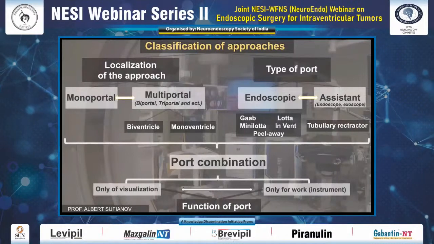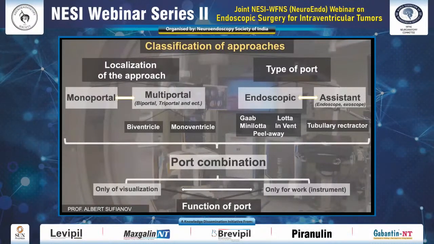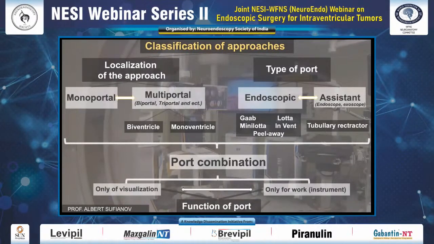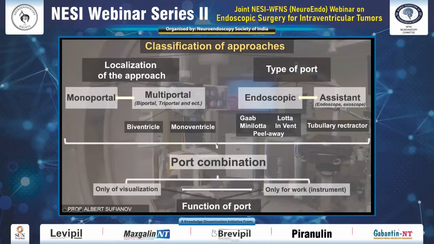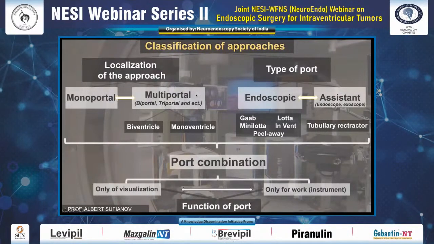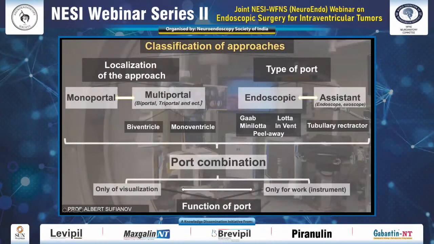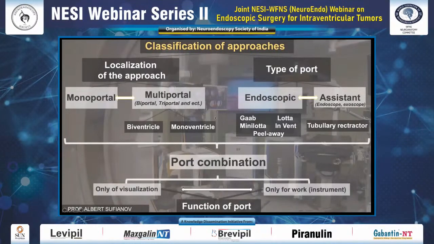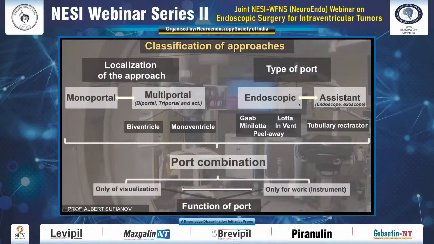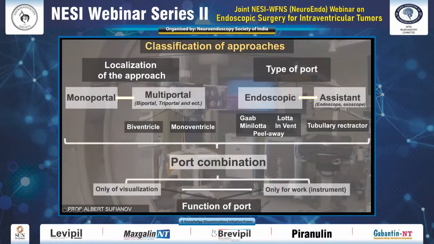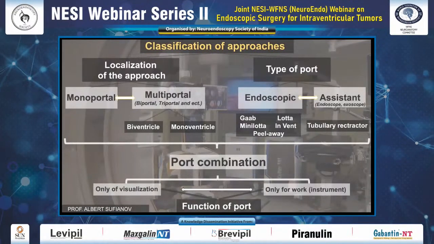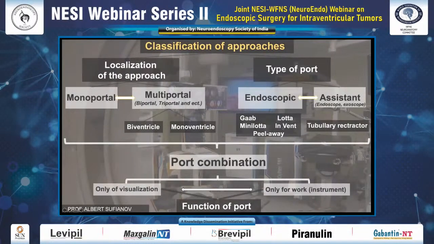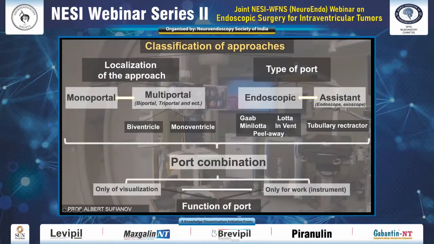For the multi-portal approach, I introduced a new classification of approaches. The approach depends on the localization. It can be monoportal, with only one port, or multi-portal. Multi-portal we divide into biventricular or monoventricular approaches. Another option is the type of port. It is possible to use a pure endoscopic port, the sheath of an endoscope, for example from GAP, LOTA, mini LOTA, and so on.